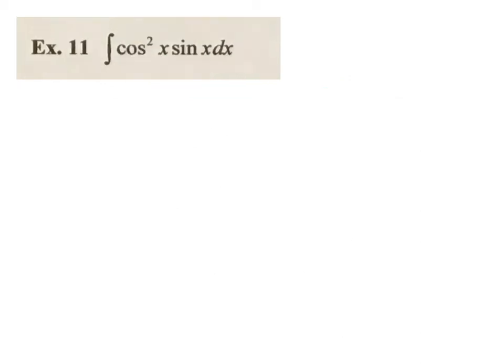You might remember from a previous example that it's a good idea if we have a couple of trig functions, if one of them is being squared, that's going to be a good choice for u. So let's let u be cosine x. All right, then du, remember the derivative of cosine is negative sine x. So this would be negative sine x dx.